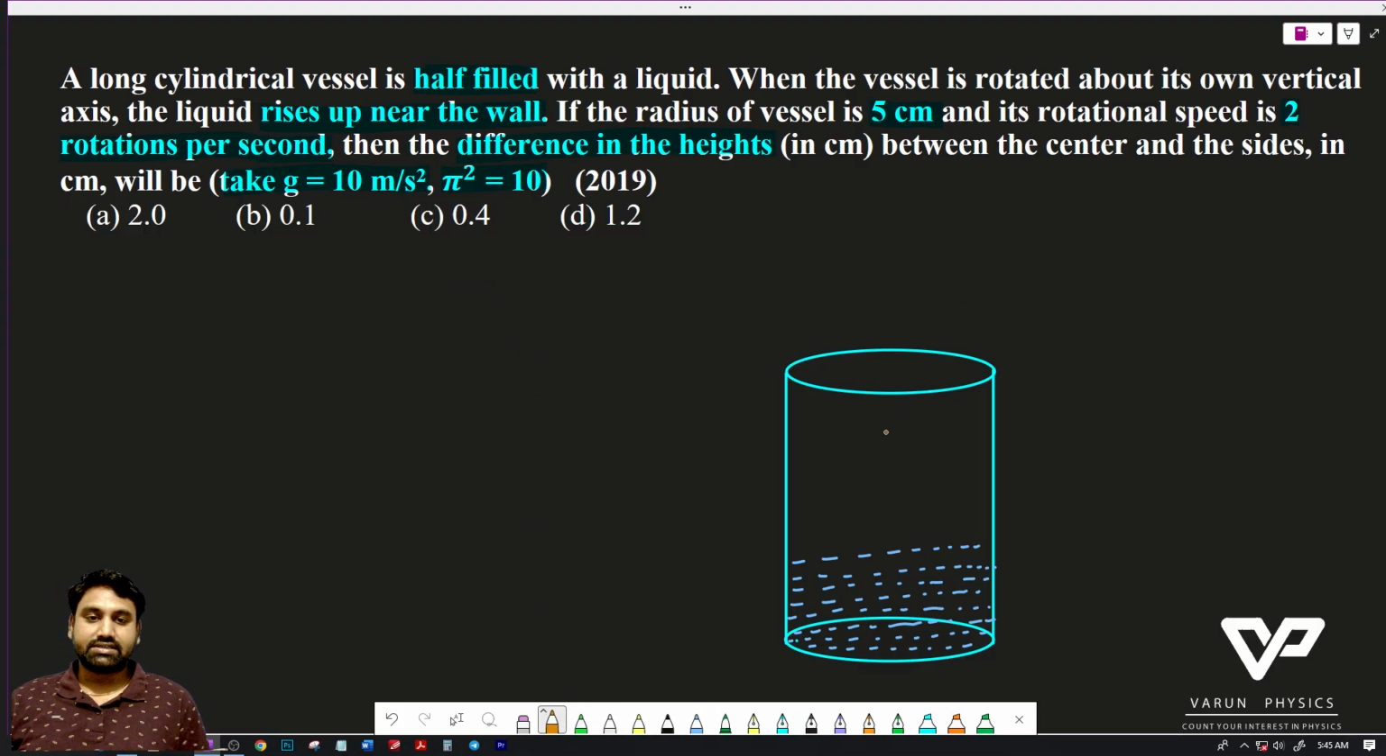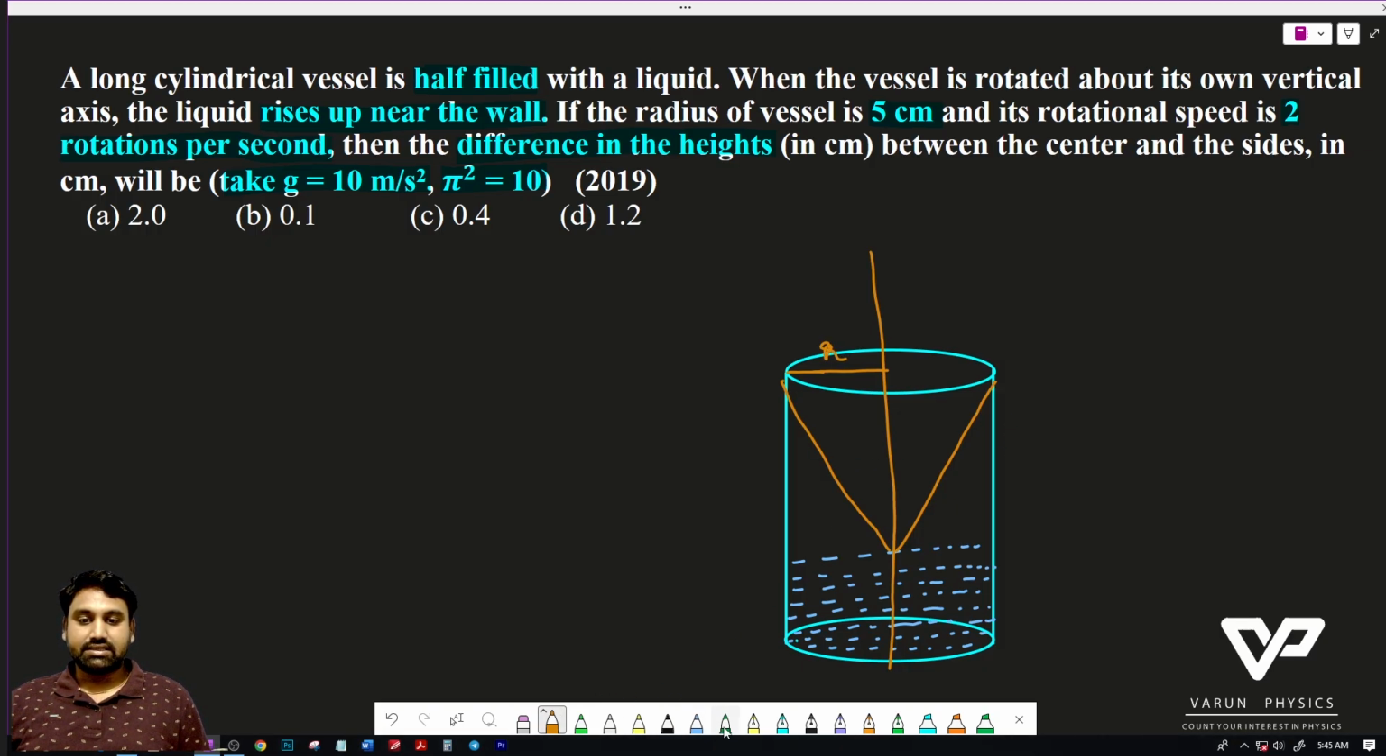Whenever it starts whirling along an axis, this is the axis of the cylinder, then it forms the shape of a cone, right? So we can observe these things. It will form the shape of a cone, and from here to here the radius is smaller. What they have given is.